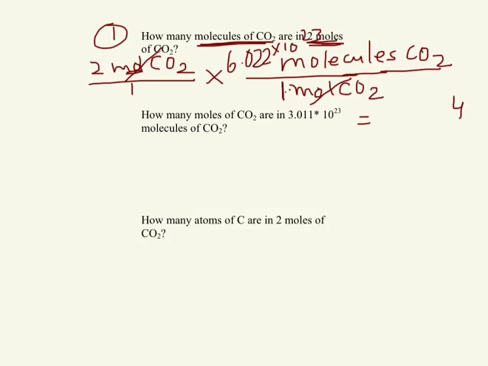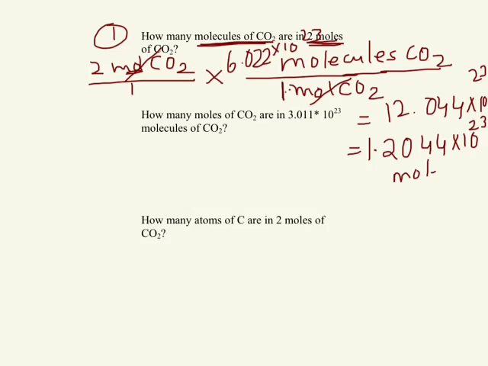And what is 2 times 6.022? It is 12.044 times 10 to the 23rd. Or if I change it to scientific notation, that will be 1.2044 times 10 to the 24th molecules of carbon dioxide. That means to convert moles to molecules, you multiply by Avogadro's number.